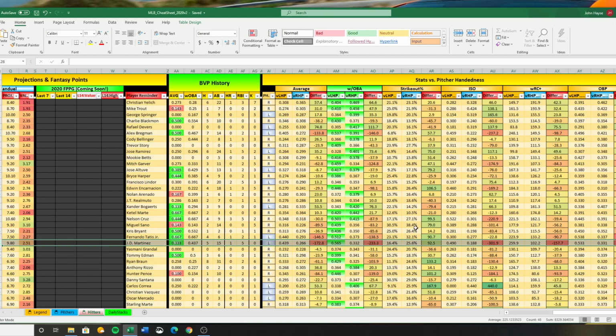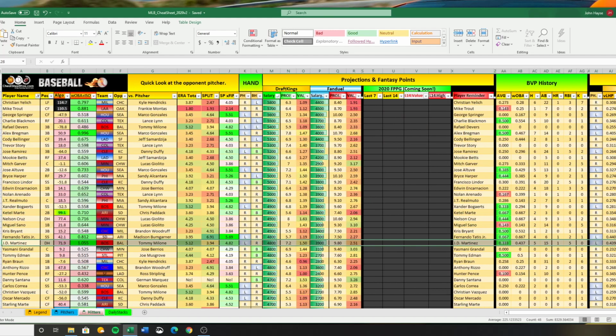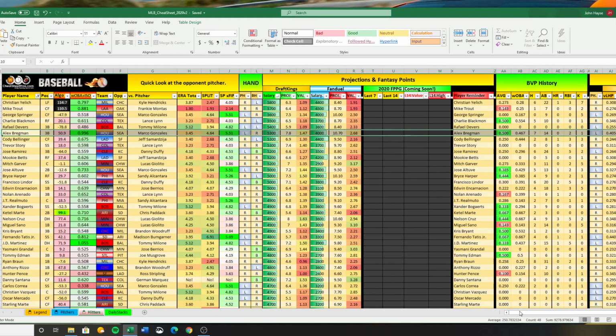And then you can keep going for ISO, wRC+, OBP. I look a lot at xFIP, wOBA, and wRC+. Those are some stats that I look at. And let's look at one more real quick. So who's the other one we had? Bregman. All right, so let's go over here.